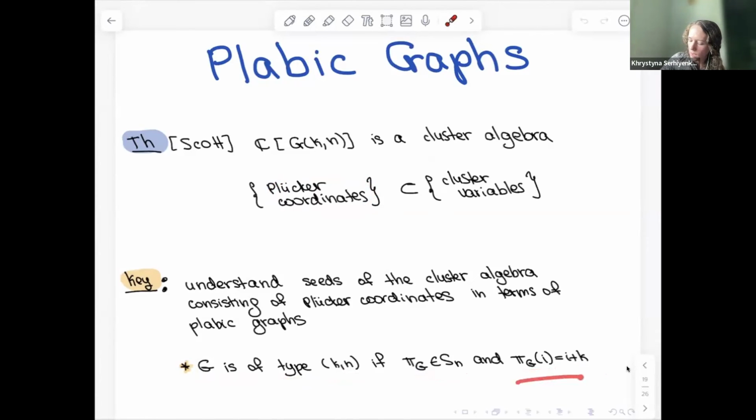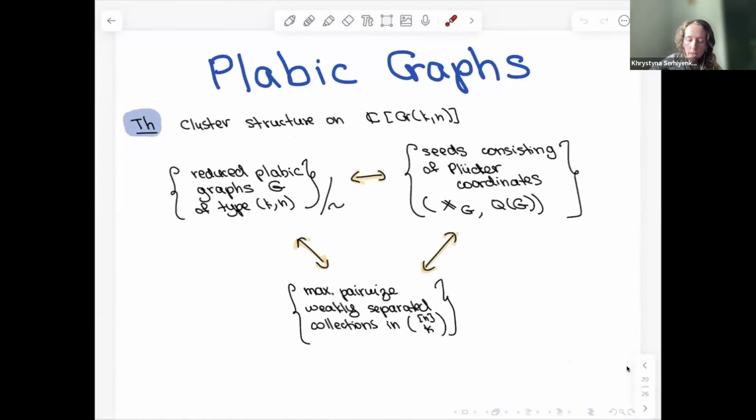So it says that the trip permutation sends i to i plus k. So there's pretty much a single trip permutation which works for the Grassmannian k,n. These are the plabic graphs we want to consider. And then the cluster structure on the coordinate ring of the Grassmannian is as follows.